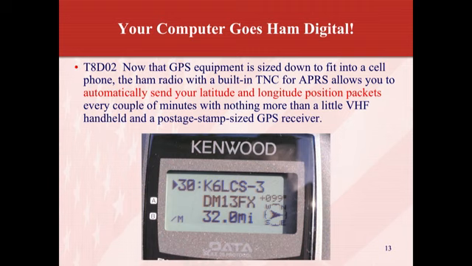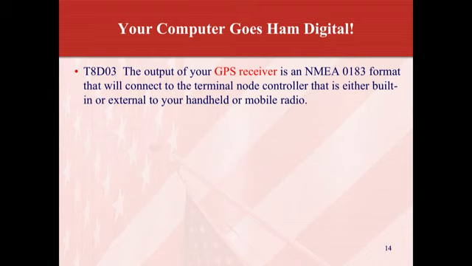Now that GPS equipment is sized down to fit into a cell phone, the ham radio with a built-in terminal node controller for APRS allows you to automatically send your latitude and longitude position packets every couple of minutes with nothing more than a little VHF handheld and a postage stamp sized GPS receiver. A lot of new radios have a GPS plug on them. Some scanners even allow you to use GPS. The output of your GPS receiver is in NMEA 0183 format that will connect to the terminal node controller that is either built in or external on your handheld or mobile radio.